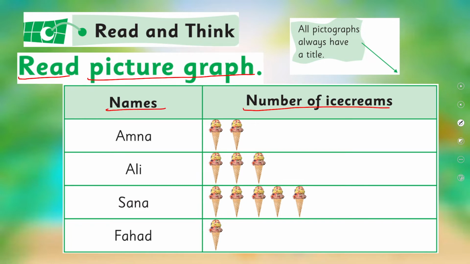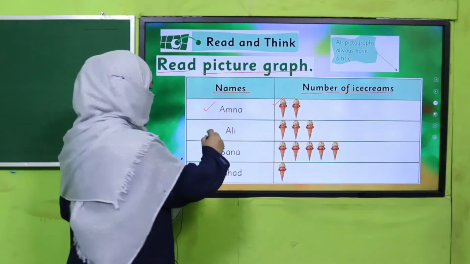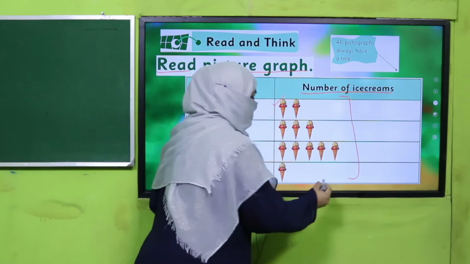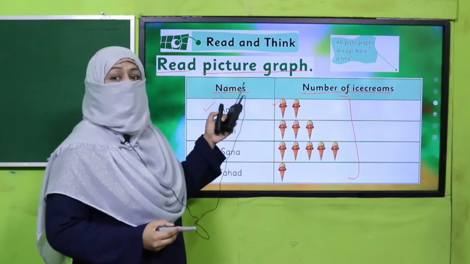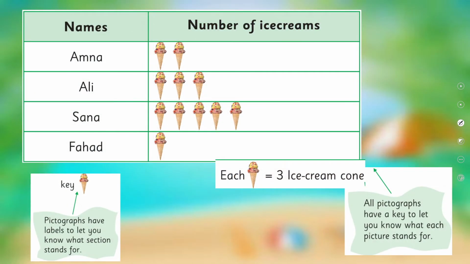Now beta, this data is already in table form. This is the name of a person and this is the number of ice creams presented in the picture: Amina, Ali, Sana and Fahad. How many ice creams they have eaten has been shown over here, but before finding it, let's find its keywords. What is it saying? Each cone, each picture is equal to 3 ice cream cones.